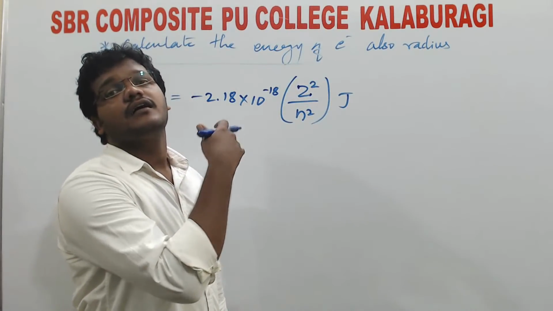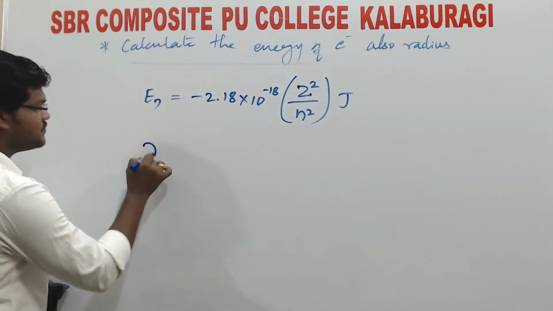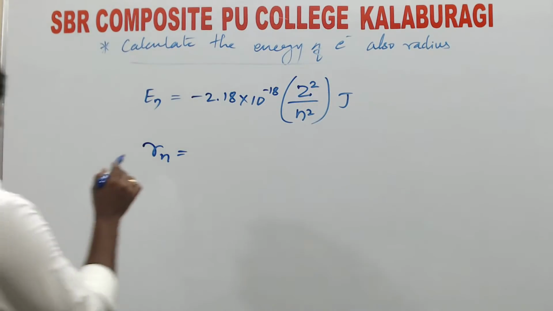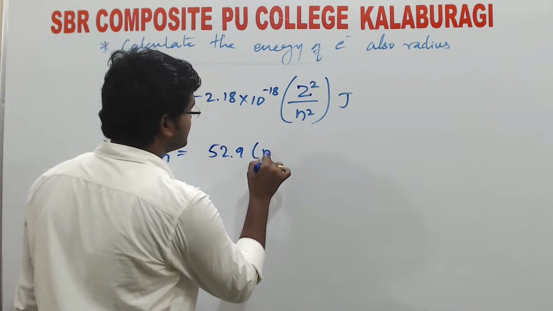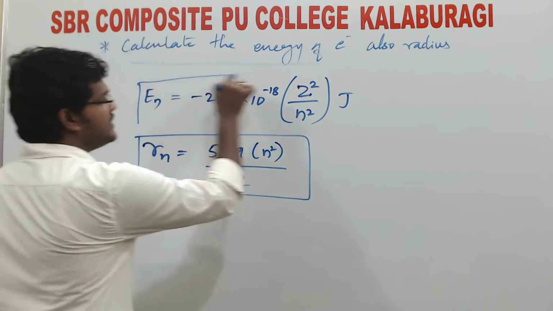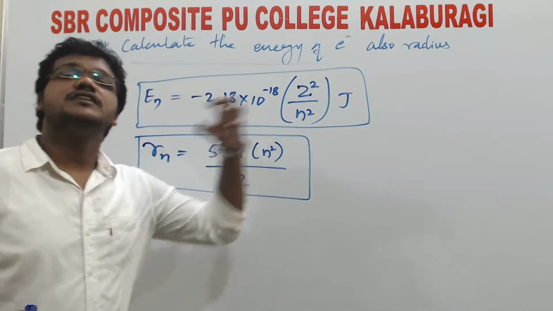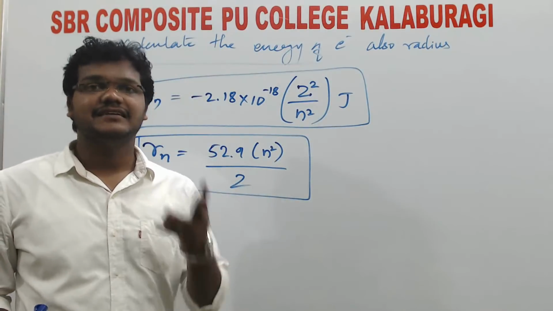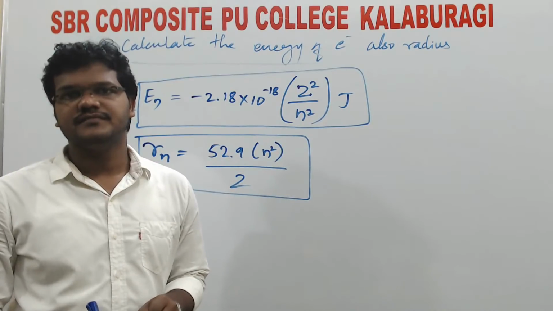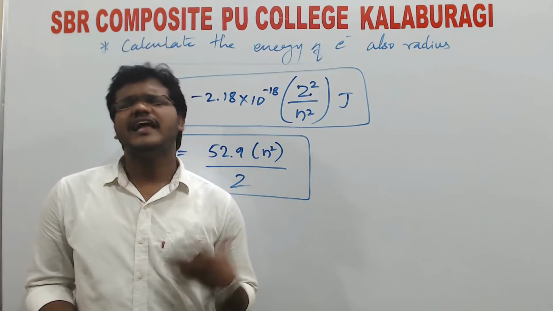Energy of an orbit in case of hydrogen-like atoms, hydrogen-like species. So the radius: earlier Rn was epsilon naught into n square, now it is 52.9 n square by Z. This is used to calculate radius, whereas this is used to calculate the energy of hydrogen-like species or hydrogen-like atoms. Right? So this is the third success of Bohr's atomic model. Clear?